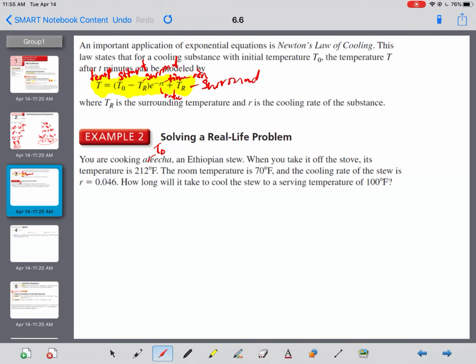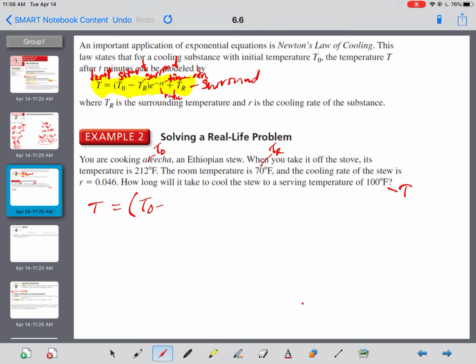When you take it off the stove, its temperature is 212 degrees Fahrenheit. That is T sub 0. The room temperature is 70 degrees Fahrenheit. That's T sub R, the surrounding room. And the cooling rate of the stew is R equals 0.046. How long will it take to cool the stew to a serving temperature of 100 degrees Fahrenheit?